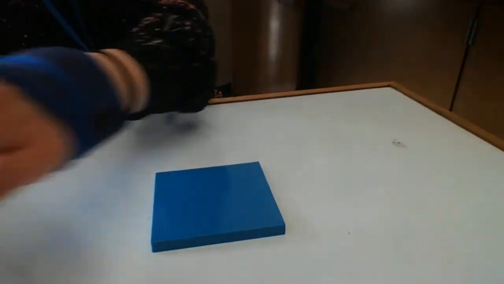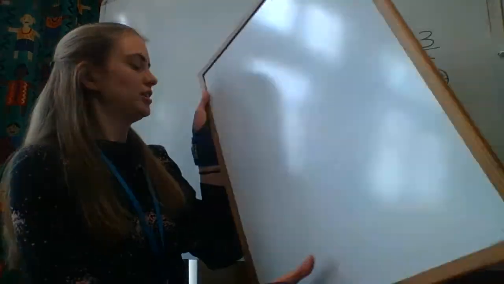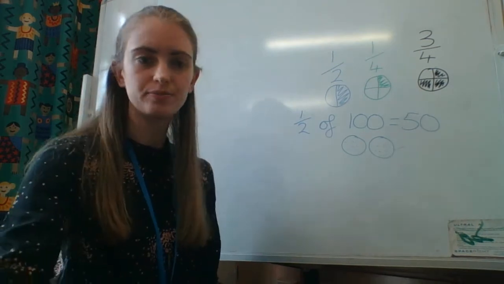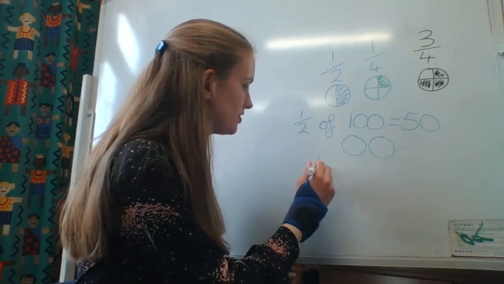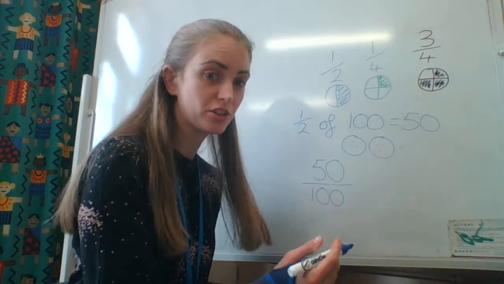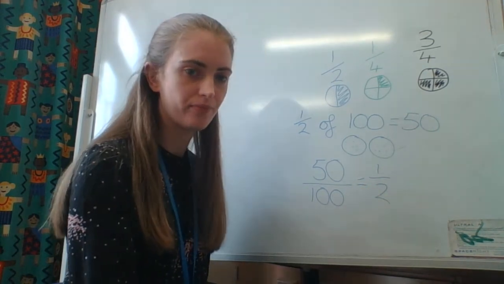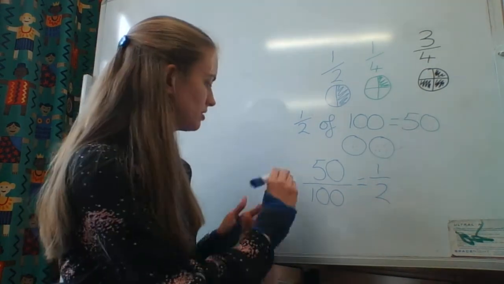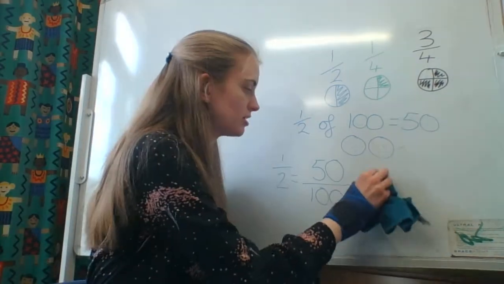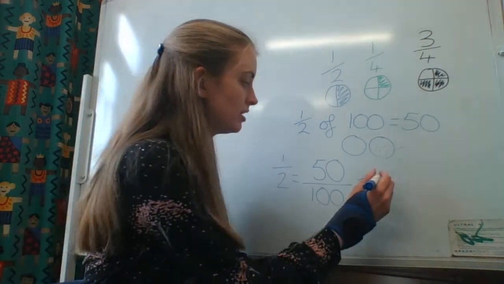Okay? So if half of 100 is 50, that means that 50 out of 100 pieces, as we just looked at, is the same as a half. We've just looked at that. Now, I'm going to write it like this: half equals 50 over 100, which we've just looked at. And I can write 50 over 100 as a decimal.